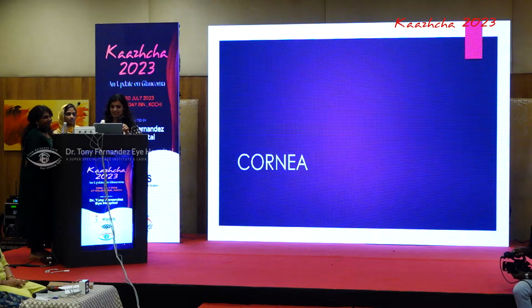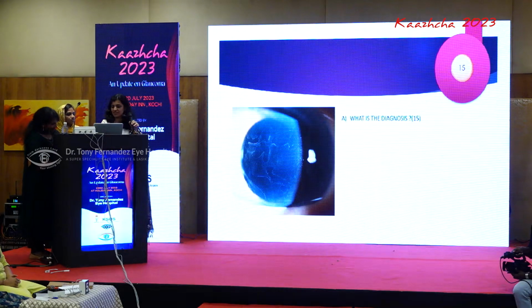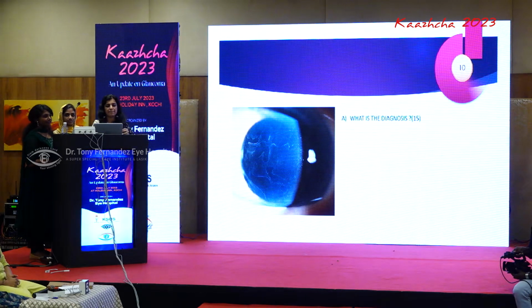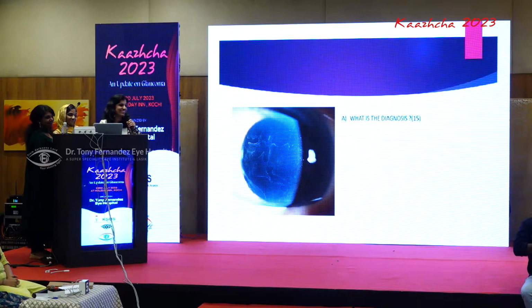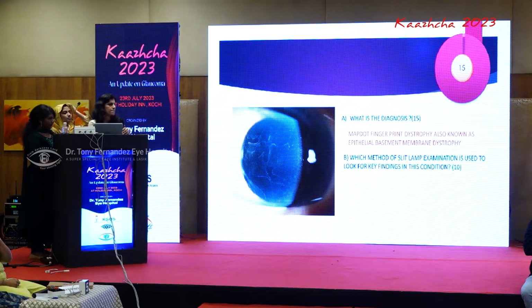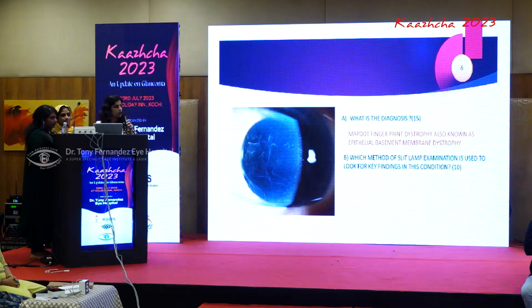Cornea? Okay. What is the diagnosis? Corneal dystrophy. Which corneal dystrophy? Stromal, snap dot fingerprint dystrophy. Time up. Okay. Which method of slit lamp examination is used to look for the key findings in this condition? Retroillumination. Correct. Retroillumination and sclerotic scatter. I'll give you 10 marks.